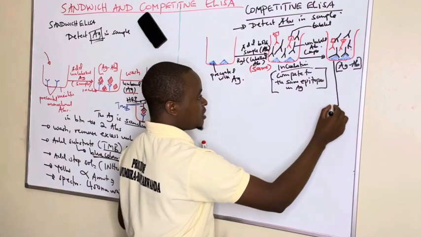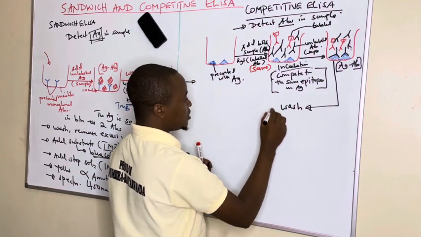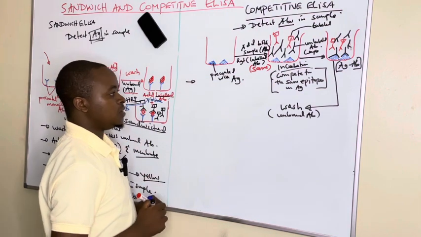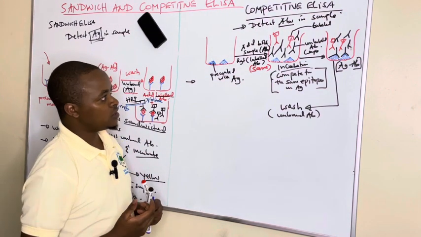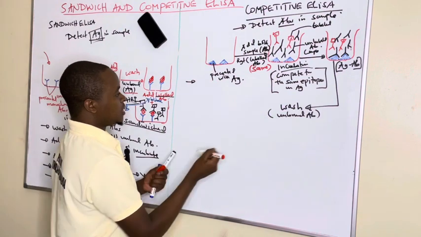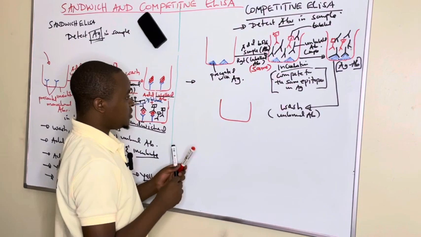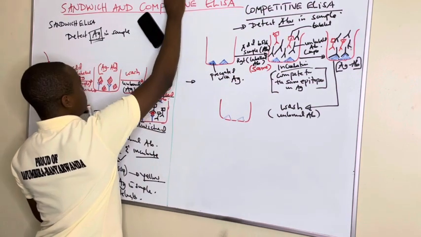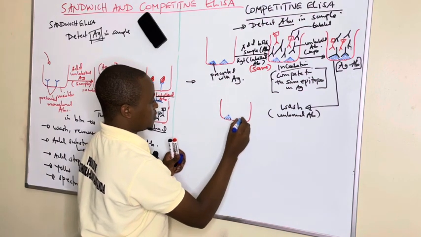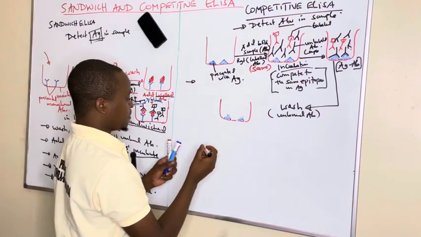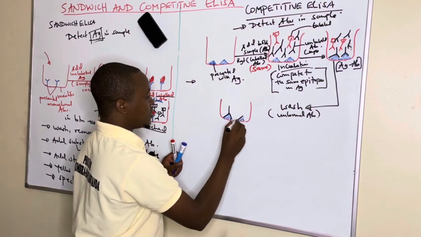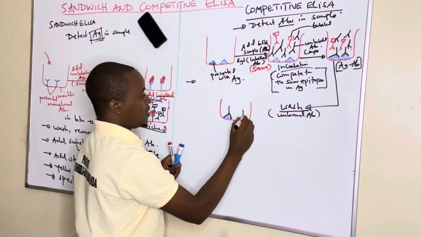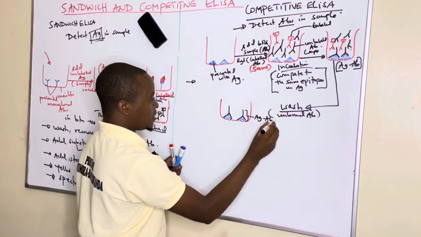So the next step from here is we need to wash. Why are we washing? To remove the unbound antibodies, both enzyme-linked and unlabeled. We wash with the buffer to remove the unbound, and after washing we get our microtiter well having the antigen, with the antibodies from the sample bound. The ones which were not binding are washed off and we remain with only this antigen-antibody complex.